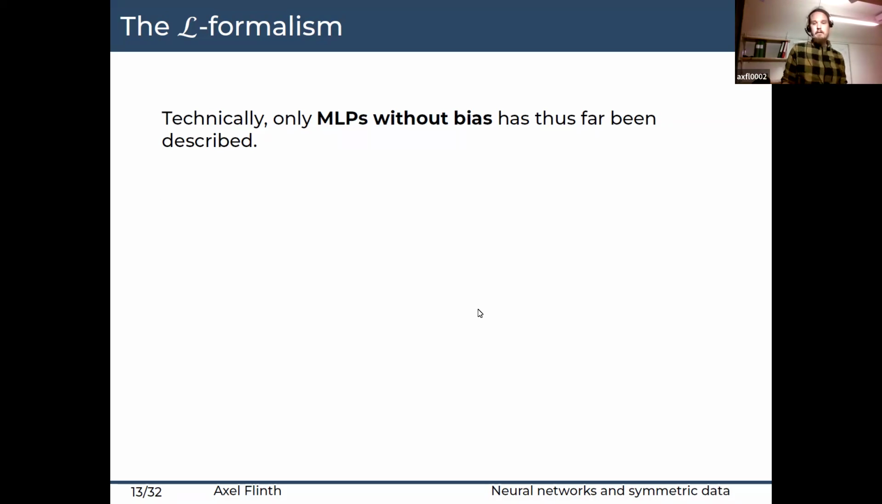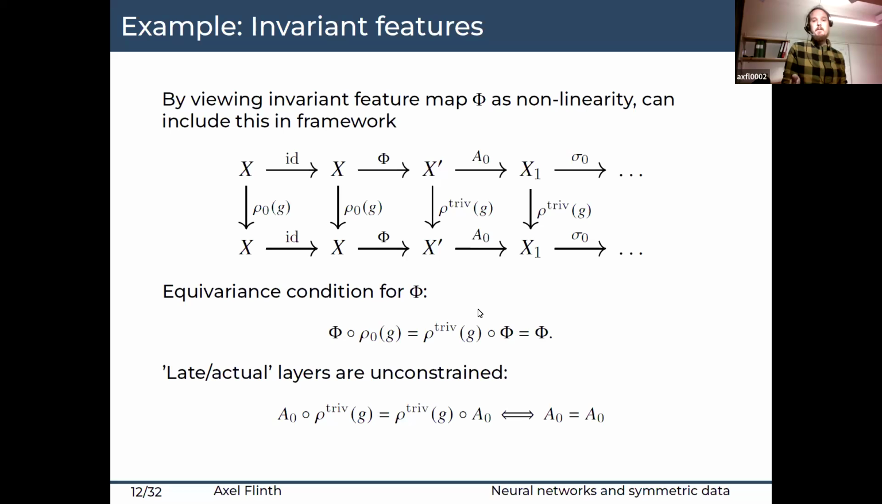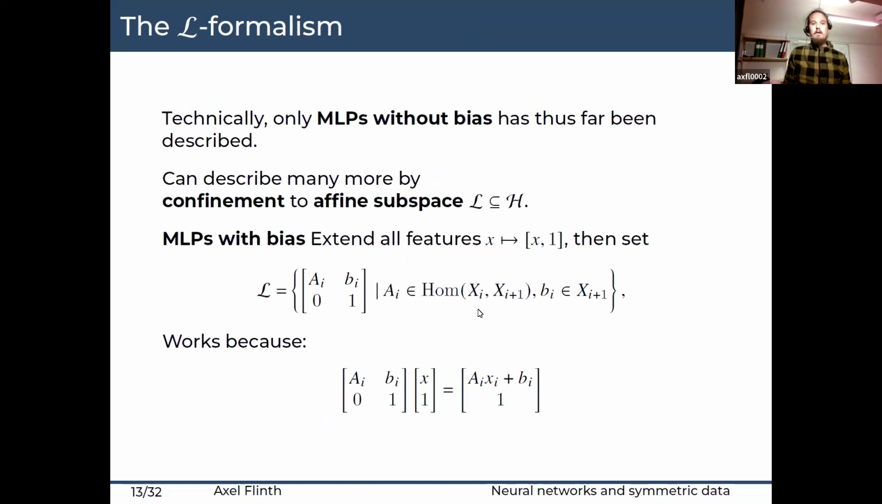So let me go back. So here the affine subspace would be: the first linear map should be the identity. Another example one could do is to include multilayer perceptrons with bias. And the idea here is this standard trick to show that all affine maps can be viewed as linear maps. I extend all my vectors in the framework with a 1, and then I confine my linear maps to be the ones of this form. Then what this linear map does on the extended vector is exactly the same as applying my affine map to the original one, if we look at the top row.